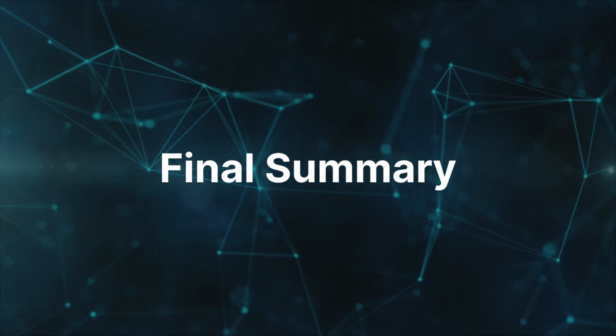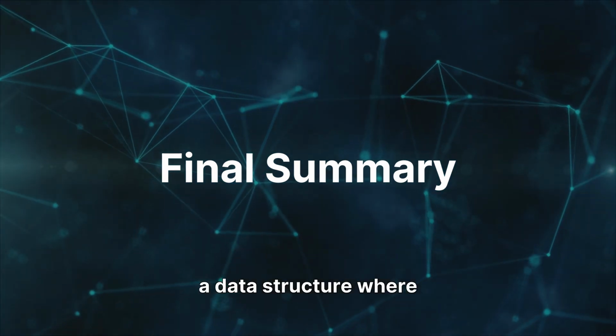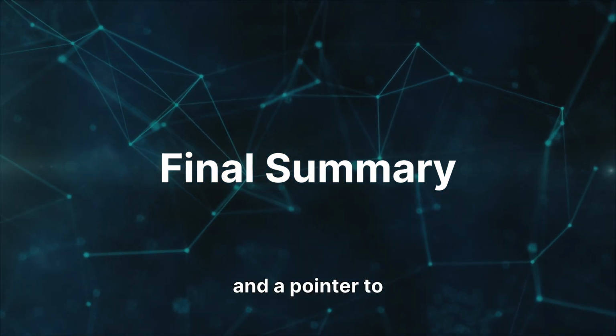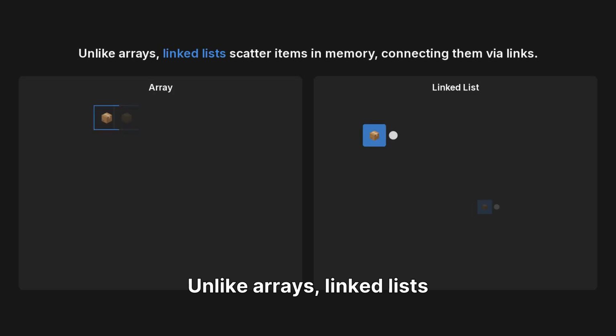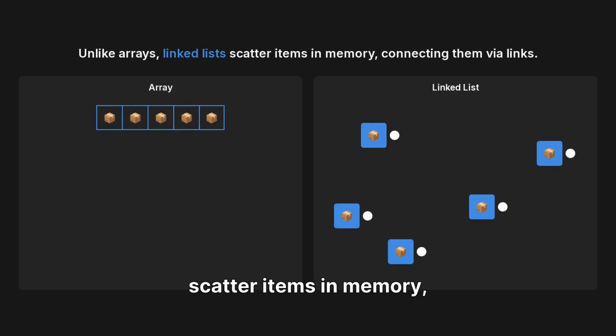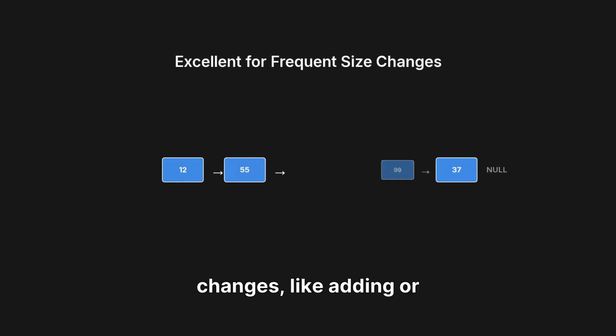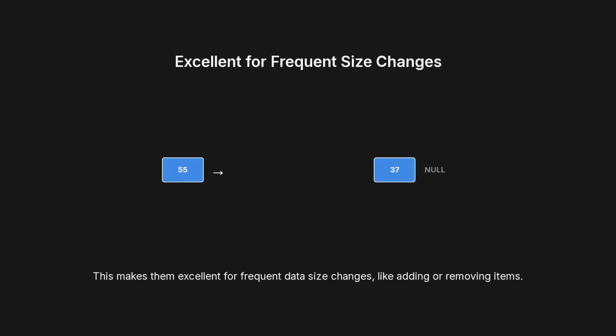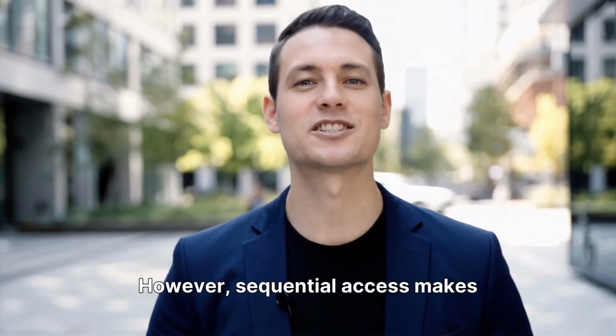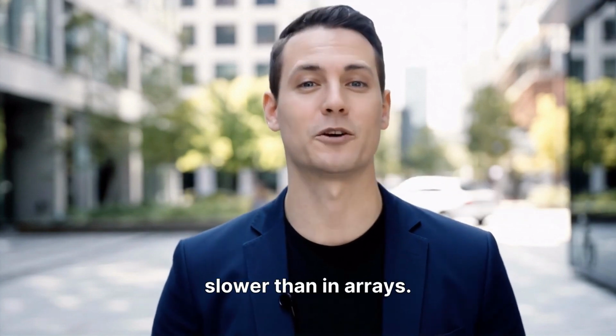Final summary. A linked list is a data structure where each node contains data and a pointer to the next item. Unlike arrays, linked lists scatter items in memory, connecting them via links. This makes them excellent for frequent data size changes, like adding or removing items. However, sequential access makes searching in linked lists slower than in arrays.